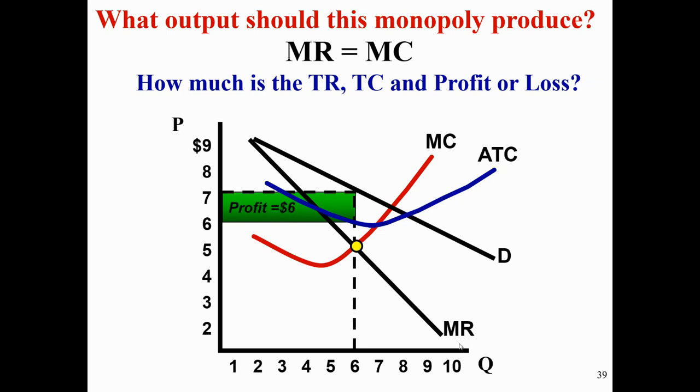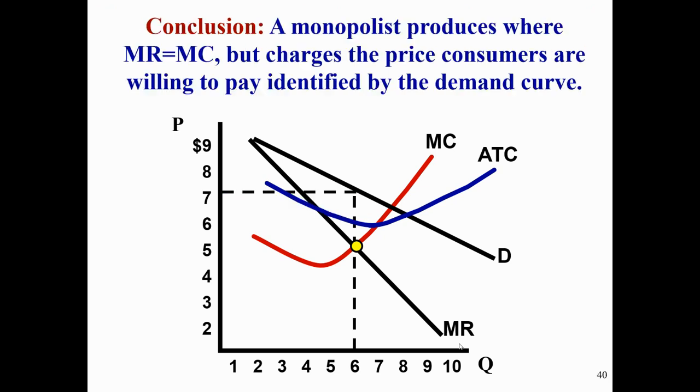Well, if you answered that the profit is 6, that's right, because it's what goes from above the average total cost till it reaches the price on the demand. So from 6 to 7, I have a variation of $1. And because I produce 6 products, 6 times $1, $6. That's my profit.